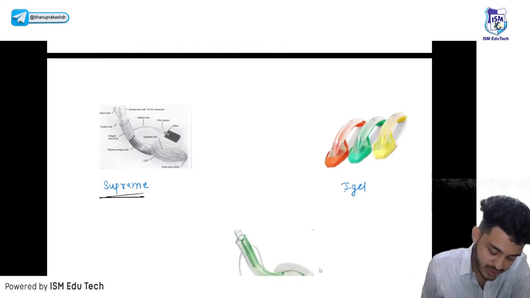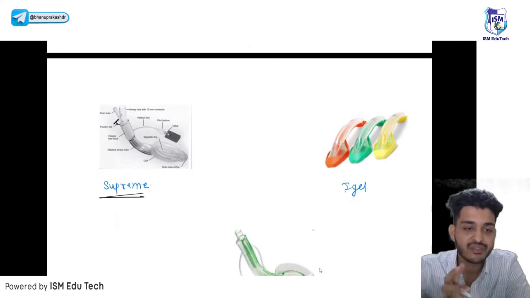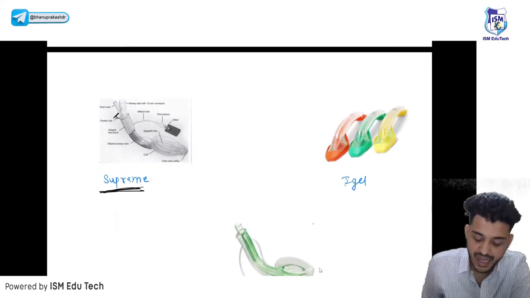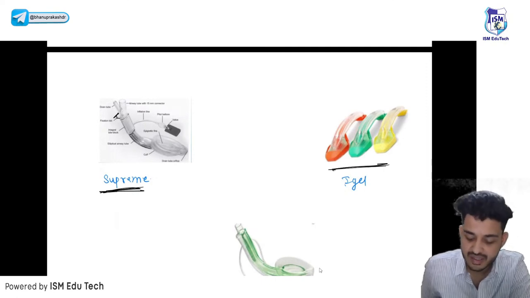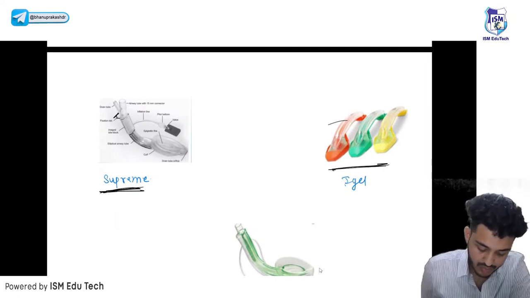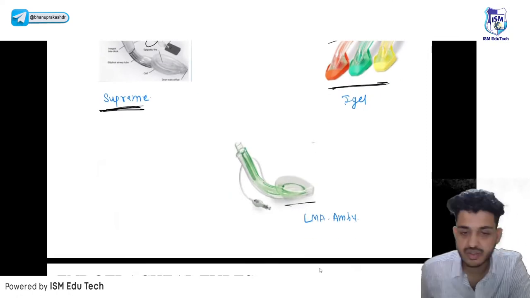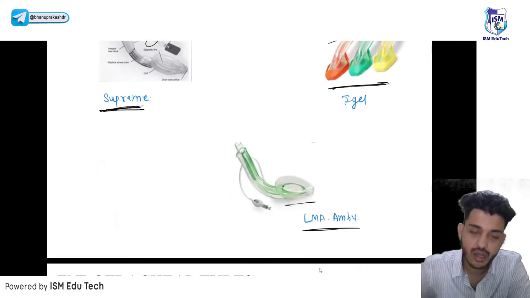How to identify Supreme? There will be a tab. There will be a fixation tab, which divides it into two parts. That is your LMA Supreme, and IGL will be in different colors. There will be no valve, no pilot, unlike here where there is a pilot. This one, which looks green, is your LMA Ambu.